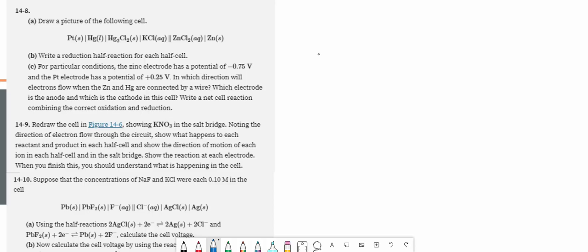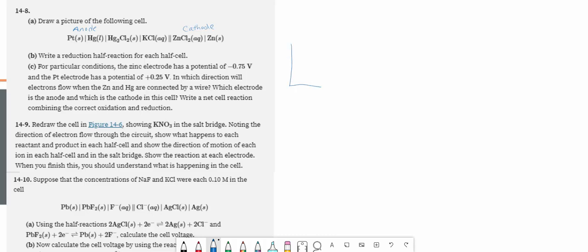Number 8, we're going to draw a picture of this cell. So we work from left to right, and this is our anode. And oxidation occurs at the anode, and this is our cathode. And reduction occurs at the cathode.